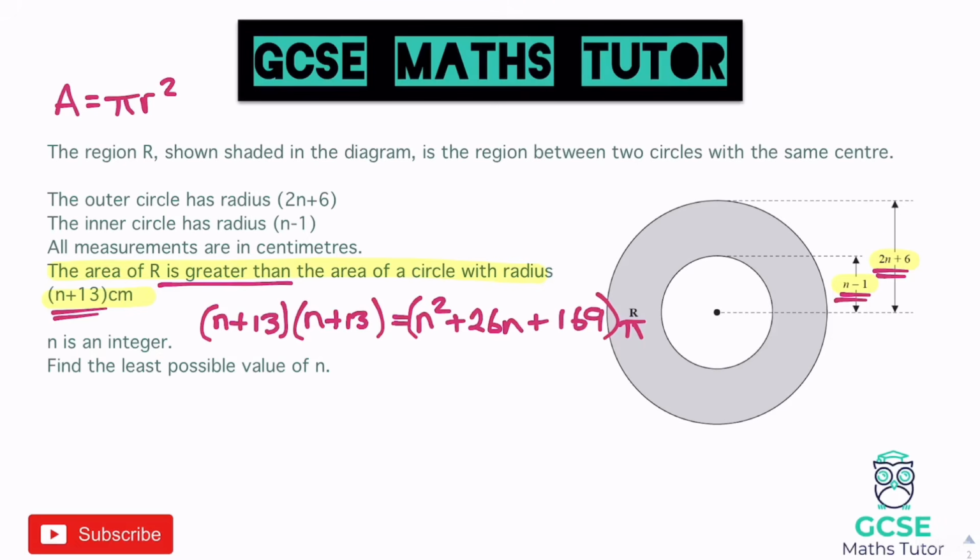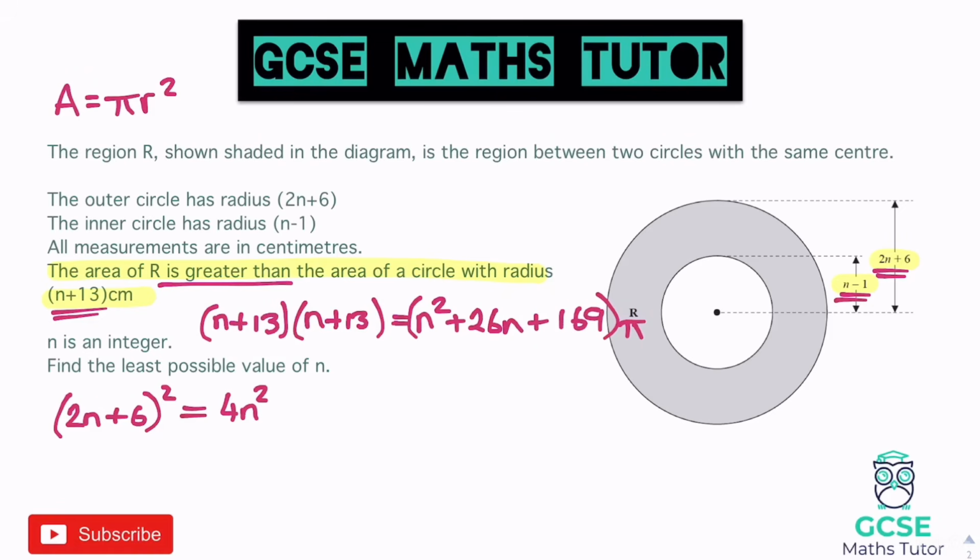So we need to square both those radiuses, work out the area of both, and take them away from each other. So if we start with the big one, we'll go with the 2n plus 6, and we're going to square that. Now rather than writing out the double bracket here, I'm just going to square it from there. So 2n times 2n would give us 4n squared.